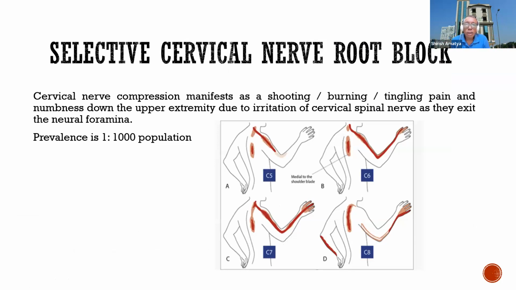So this is cervical nerve root impingement. The patient comes with neck pain radiating to the hand, which is quite common in the pain clinic. The patient comes with shooting, burning, tingling pain with numbness, which radiates from the shoulder to the upper extremities, and sometimes it can go up to the fingers also. This can be a clinical presentation of a patient with cervical nerve root impingement at the level of the neck.